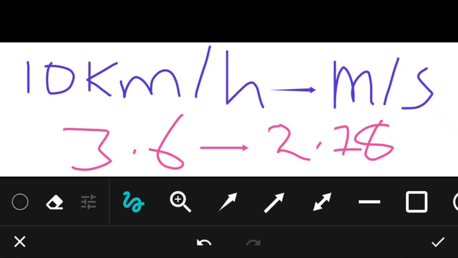If you want to change the units from meter per second to kilometer per hour, you then have to multiply, because you are changing the units from the smaller units to bigger units. So in that case you have to multiply.